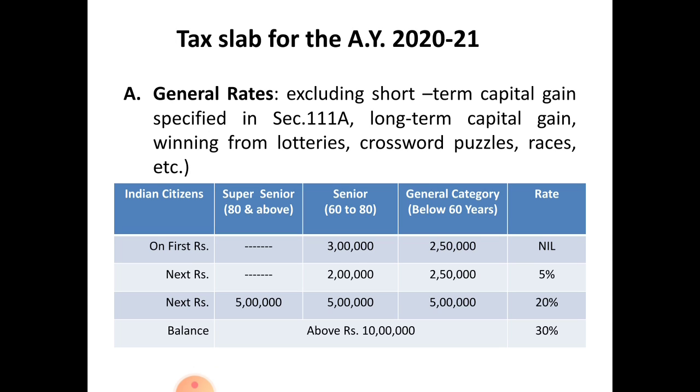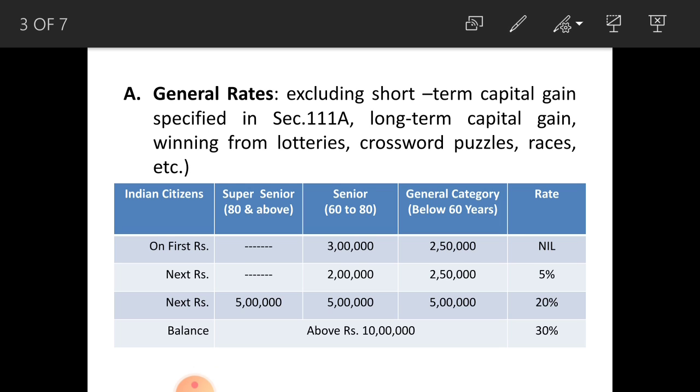The tax slab in India can be classified into three types, that is tax slab of a super senior citizen, tax slab of senior citizen and tax slab of general category. Super senior citizen is a person aged 80 or above 80. Senior citizen is a person aged between 60 to 80 and general category is relating to below 60 years. Okay. So, that is the three groups.